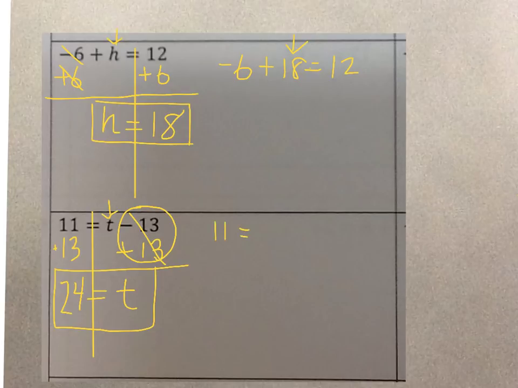Again, we can check it. 11 equals t minus 13. Instead of t, we're going to put 24 minus 13. And 24 minus 13 equals 11. So our equation is true.